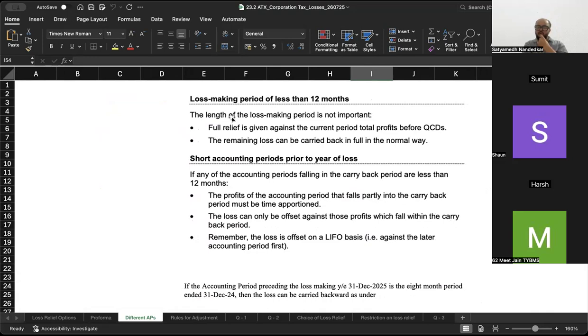If you're talking about short accounting periods prior to the year of loss, see, a loss making period of less than 12 months and a short accounting period are different. If any of the accounting periods falling in the carryback period are less than 12 months, the profits of the accounting period that fall partly into the carryback period must be time apportioned.